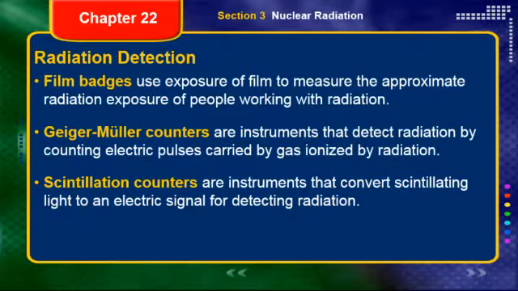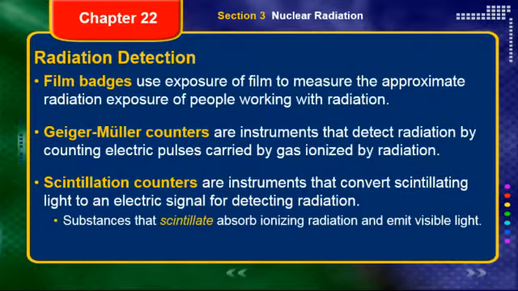Scintillating light is a type of light that is created by ionized gas. We have an electrical signal that is created by ionized gas. That electrical signal can be converted into a type of light. These instruments measure that light.